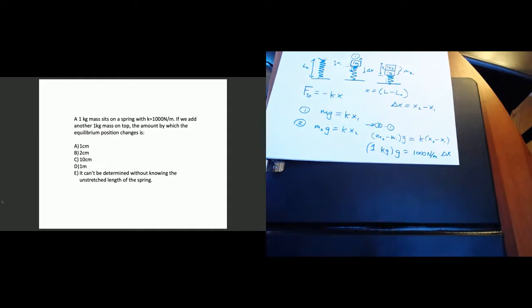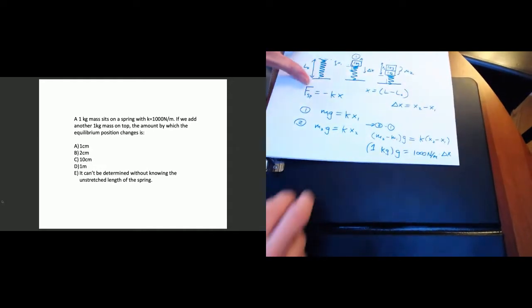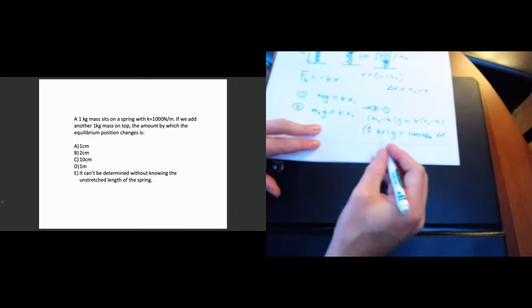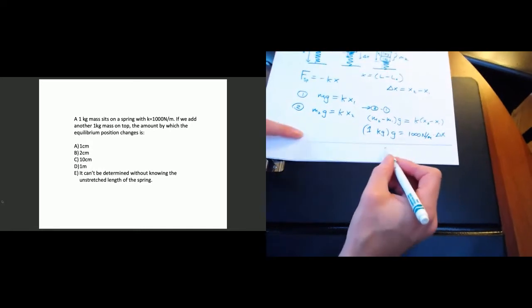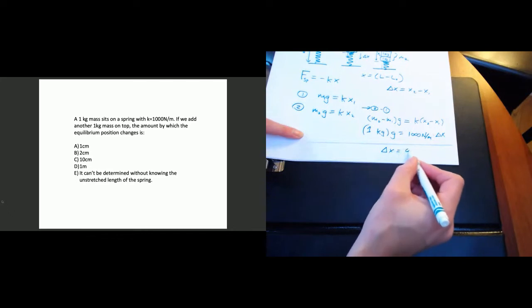And so solving that, we would end up getting, let's get a little bit more space. So 1 kilogram times roughly 10. So that would be 10 over 1,000. So 0.01 meters, or 1 centimeter.